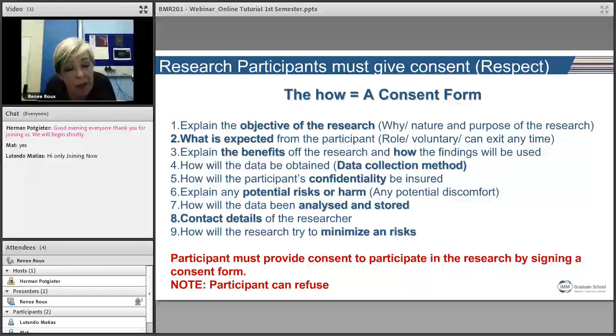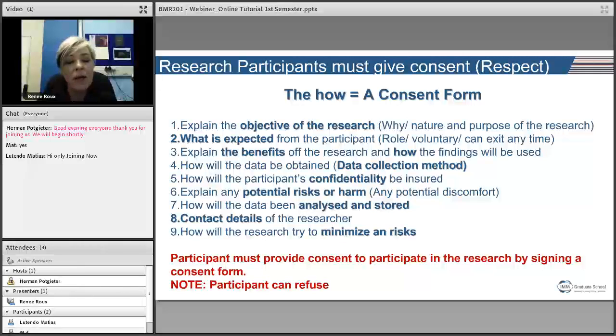Then, if they have any concerns about this research, who do they need to contact? So you need to give them your contact details as the manager, or another researcher's contact details, and how you will try and minimize risk. Now, the participant must sign this consent form.